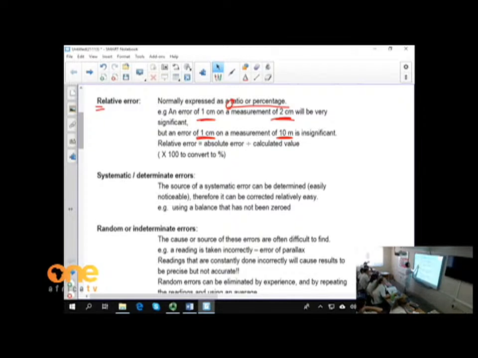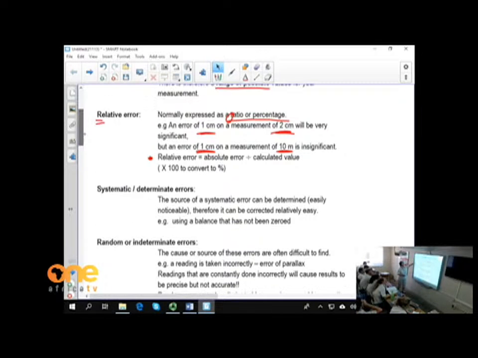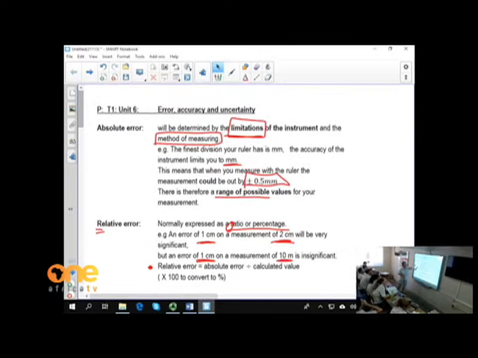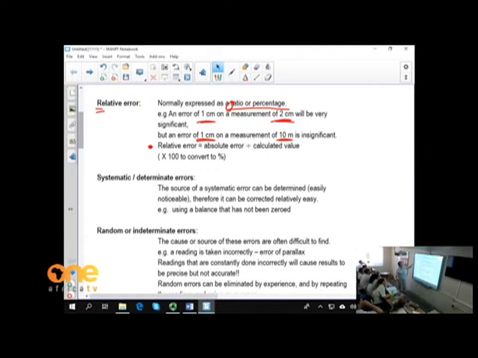So, we say a relative error can be calculated from the absolute error. In other words, the reading that you've taken that is limited by the instrument and your method of using it. You take the absolute error and you divide it by the calculated value times 100 to convert to percentage.